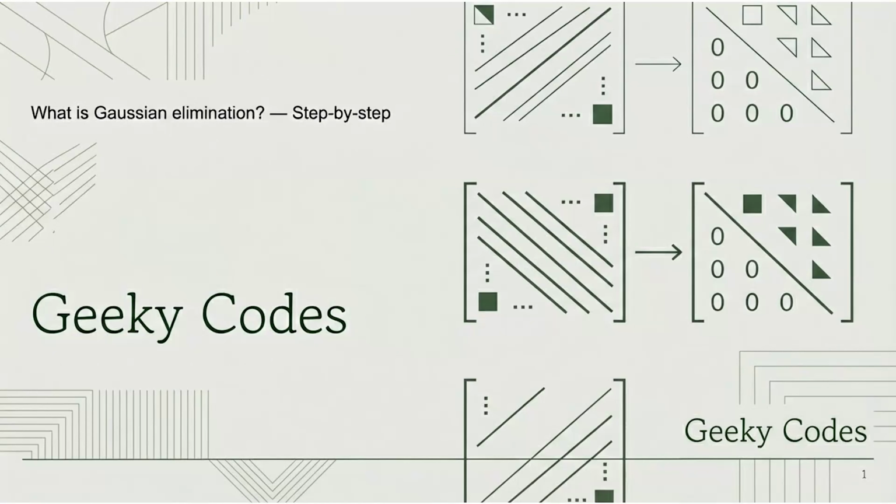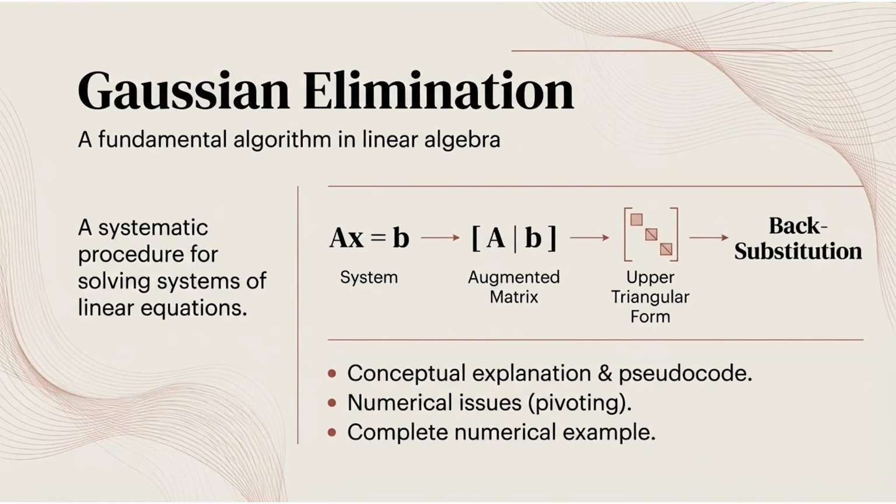First of all, what is Gaussian elimination? Gaussian elimination is a systematic procedure for solving a system of linear equations. For example, you have been given a system of linear equations Ax = b. We will solve this system of linear equations by transforming the augmented matrix [A|b] into an upper triangular form, and then we will do the back substitution. It is one of the fundamental algorithms in linear algebra.